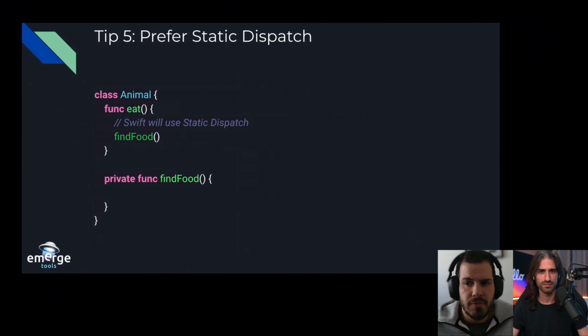The second option for preferring static dispatch is using the private keyword, because we are going to restrict the visibility of the method to the current scope. With this, the compiler will have more information about which implementation is available to use, so it will prefer the one it knows is private.